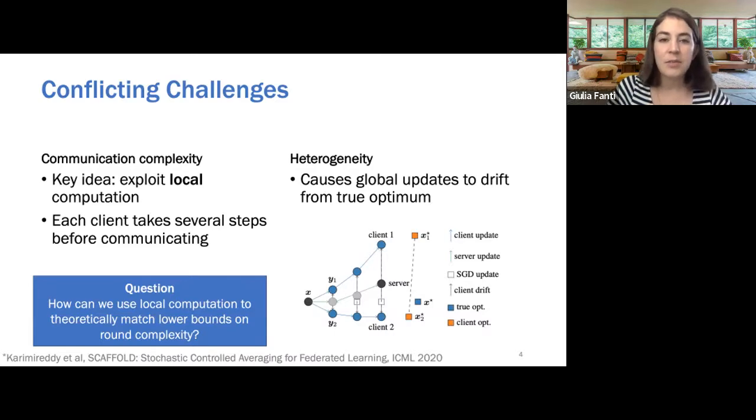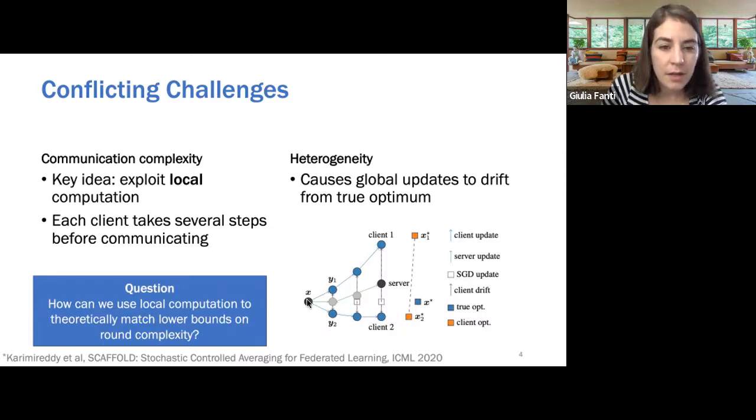Unfortunately, this doesn't actually work so well on heterogeneous data, at least in theory. So this is a nice figure from the SCAFFOLD paper of Karimireddy and co-authors. And here, this is illustrating a concept called client drift. Here the orange boxes, X1 star and X2 star, are showing the local optima for two clients. We have two clients in this example. And this blue box is showing the global optimum, which is X star, which is what the server is trying to learn.